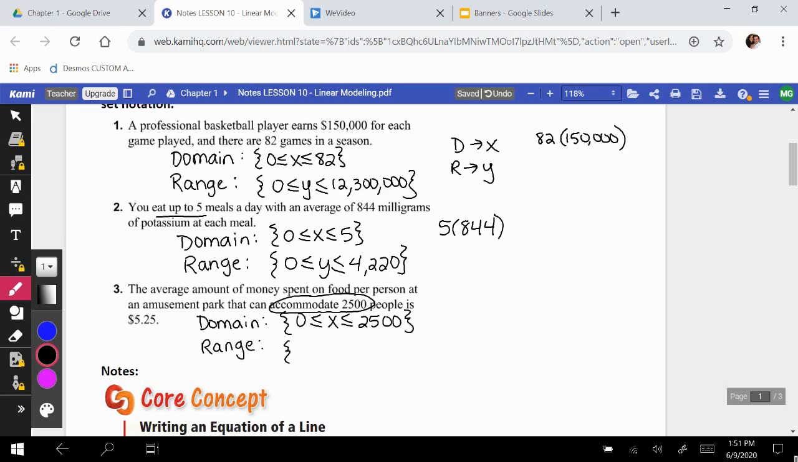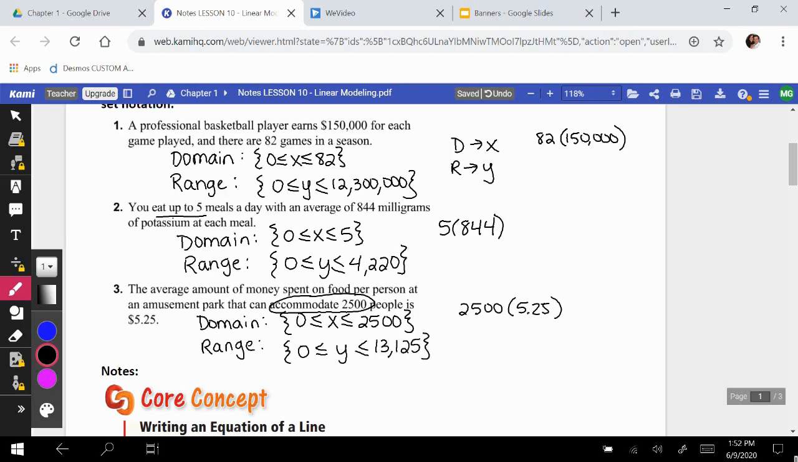So how much is spent on food? Well, if no one's in the park, there's no money spent on food. What's the most amount of money? Well, if all 2,500 people are in the park and a meal is $5.25, how much money would be spent on food ultimately? We would get $13,125.